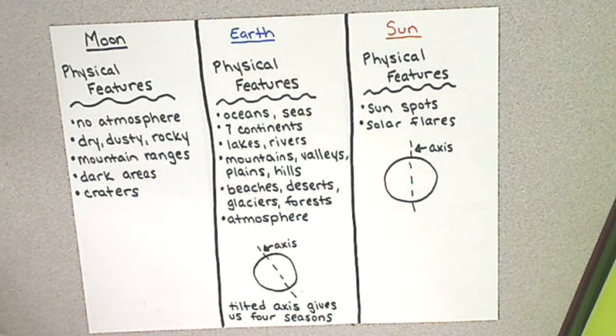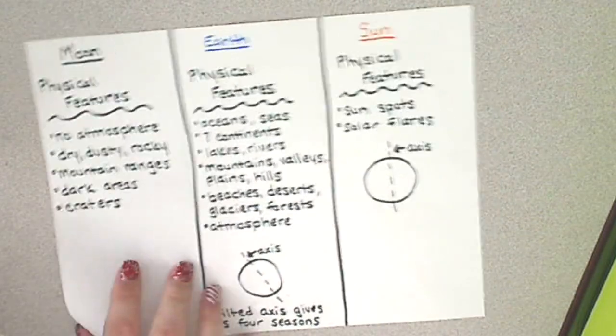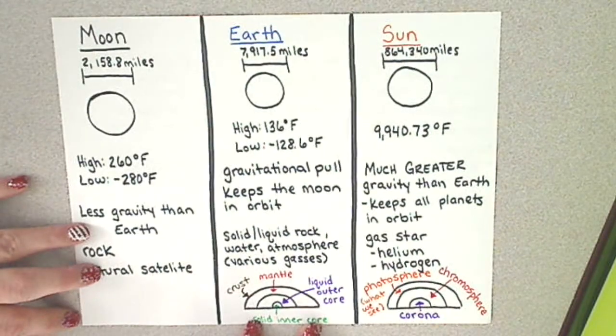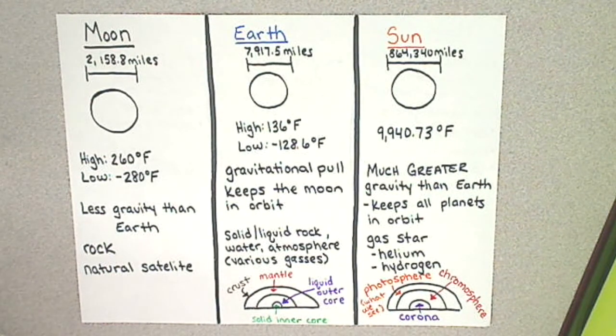All right, so this is the end of our basic physical features 101 introduction into the moon, Earth, and sun. Again, you'll be adding to these notes as you go through the week and you read the articles. So I hope that this is a good foundation for you.